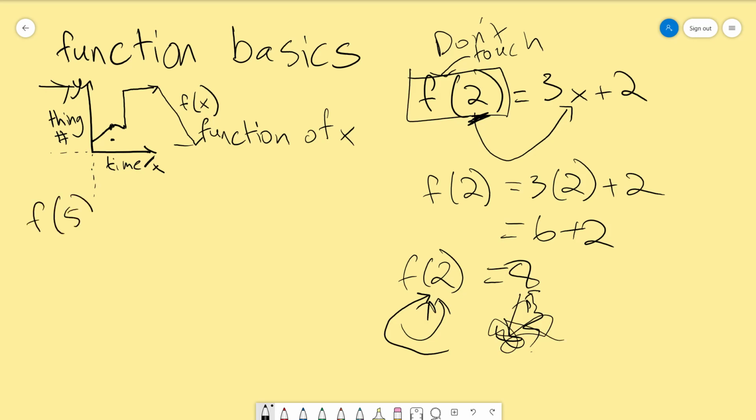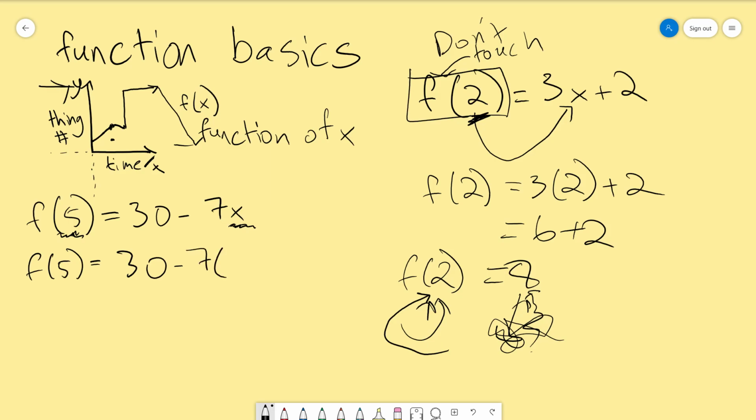You might have something like f of 5, and you might have something like 30 minus 7x. And what are we going to do with that 5? We're going to plug it in for this x. This needs to go here. We're going to write everything literally exactly the same. If I could write it identically, I would.